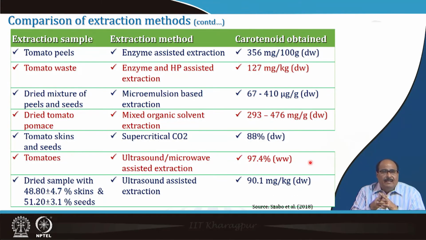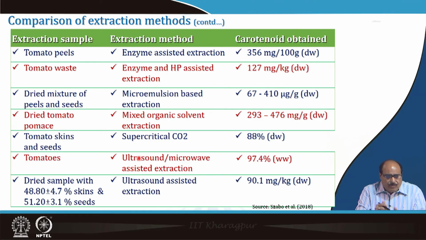Okay. This is a comparison of extraction methods, that is, the extraction sample, what method is used, and what carotenoid is obtained. For example, from tomato peel with enzyme assisted extraction you get 356 mg per 100 gram of dry weight. So, of course, when novel extraction technologies are used, they probably give better yield.